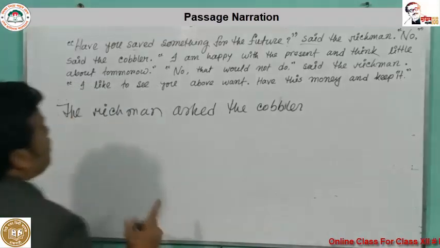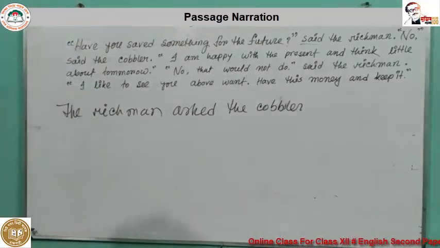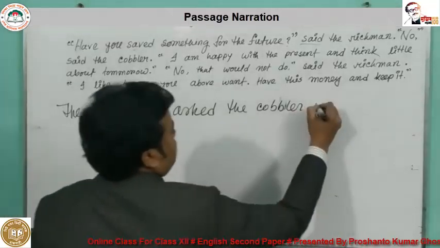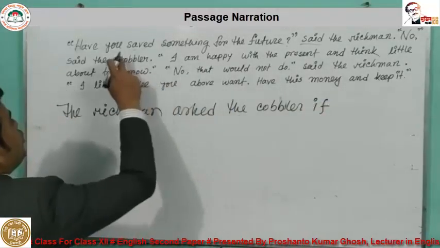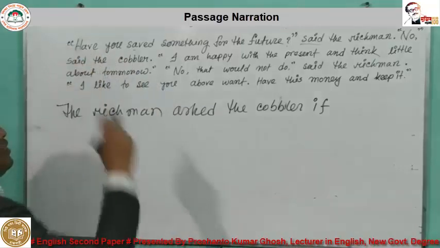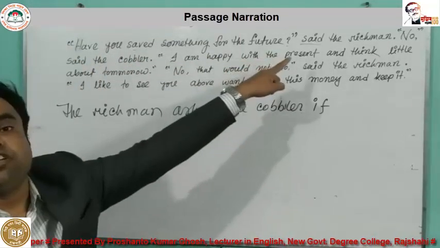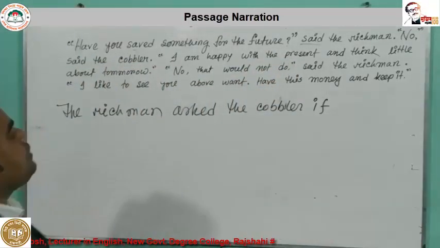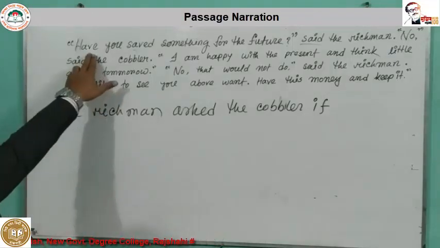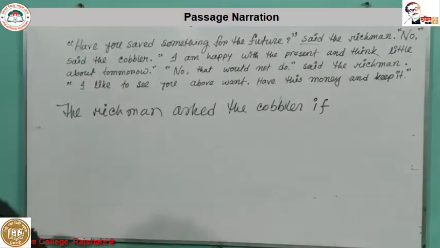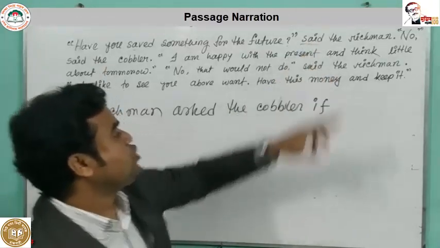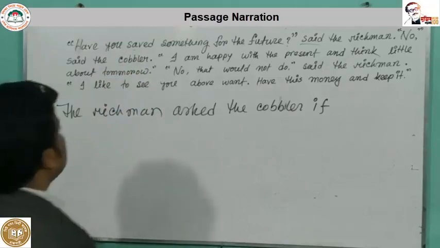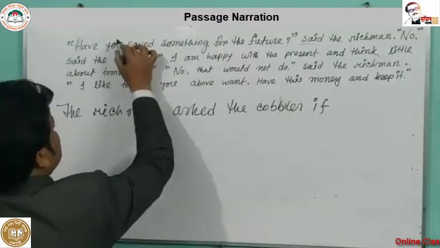Cobbler. Okay. If the reported speech is in question or interrogative form, you have to use if or whether instead of the inverted comma, because the reported speech is an interrogative sentence. So, "Have you saved something for the future?" Have you saved? This one is present perfect tense. So this sentence will be changed into past perfect tense.